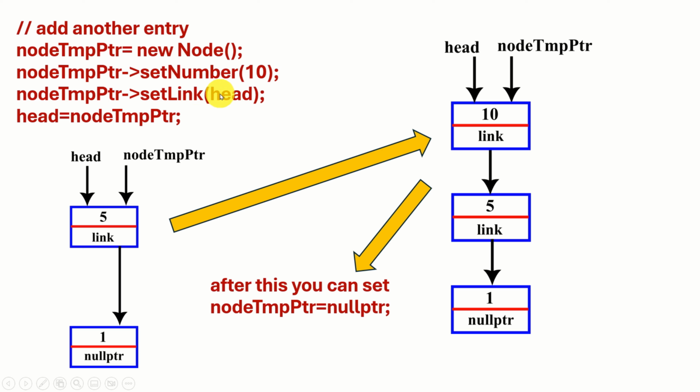Now what will happen is our new node, or better to say its link, will point to this node over here. However, we still need to move head, so we need to type head is equal to node temp pointer, and as the result we will obtain this situation. Here's our new node. Head now points at the top and everything works fine. And after this, you don't need to keep node temp pointer, you can simply set it to null pointer.